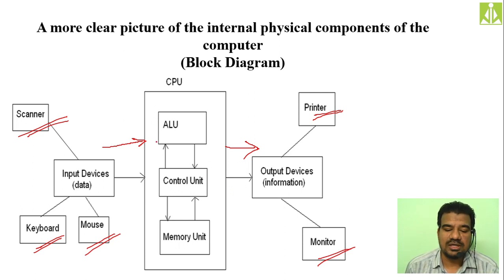Okay, and how the data flows internal to the CPU, in the sense between ALU, CU, MU, it is bidirectional. Whenever it is required, the ALU will communicate with the control unit, which in turn communicates with the memory unit. Likewise, the communication between these three units, ALU, CU, MU, is bidirectional. Hopefully you understood.